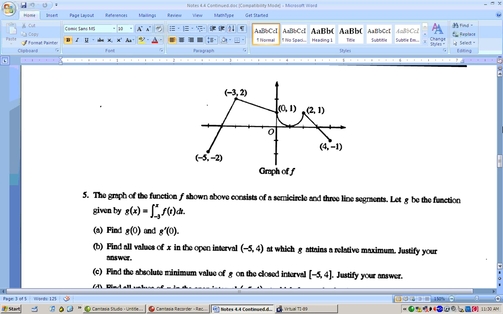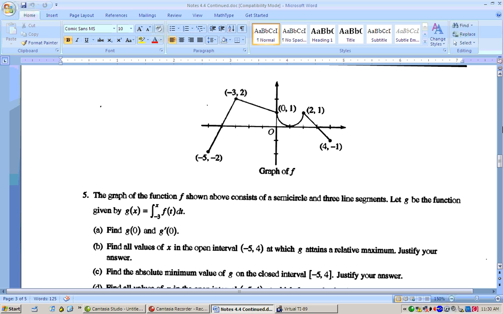This is an actual AP problem that showed up a few years ago. Free response problem. The graph of the function f shown above consists of a semicircle and 3 line segments. They're being very specific about those shapes because it means that we're going to be able to find some specific values as opposed to just estimating. But we'll get to that in just a second.